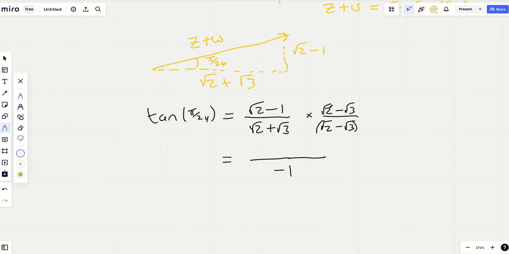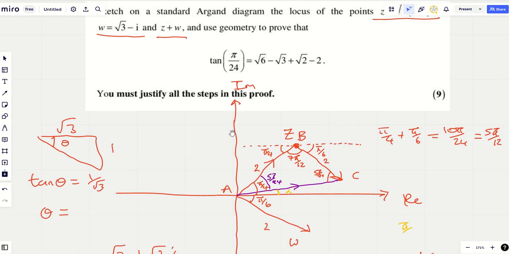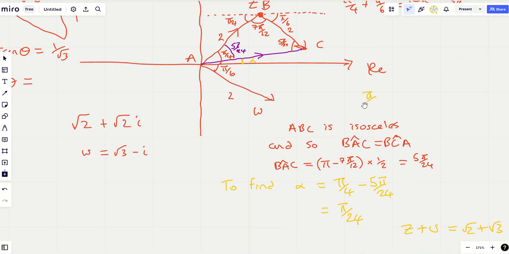I think I did everything more sensibly the first time I did this. Then I'm going to get 2 minus root 2 minus root 6 and then plus root 3. And that equals root 6 minus root 3 plus root 2 minus 2. Is that what they had? Something like that? Root 6 minus root 3 plus root 2 minus 2.